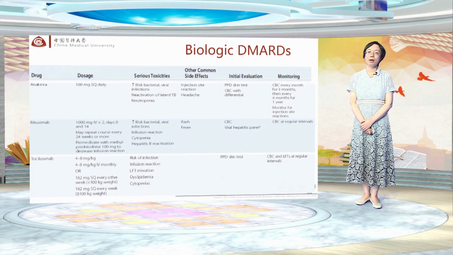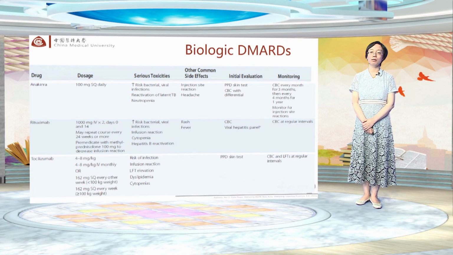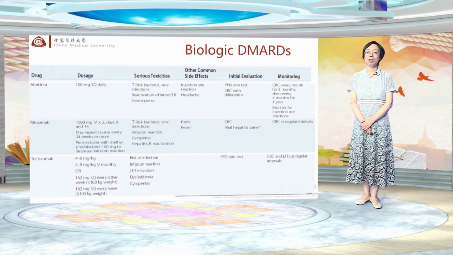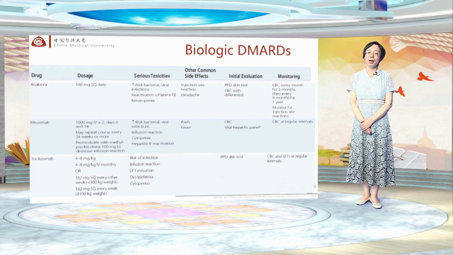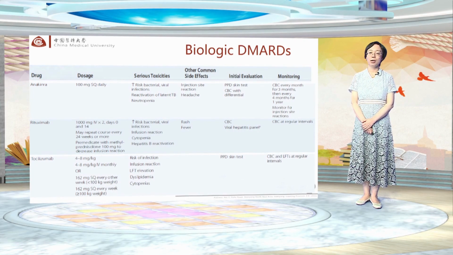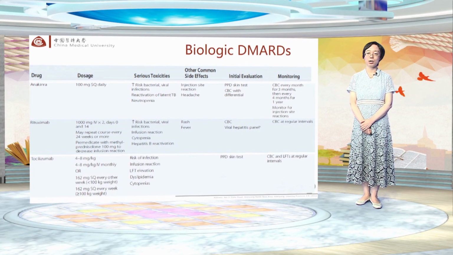Anakinra is an IL-1 receptor antagonist. Its benefits have proved to be relatively modest compared with the other biologicals, and it is rarely used for the treatment of RA with the availability of other more effective agents. Anakinra shouldn't be combined with an anti-TNF drug because a high rate of serious infections has been observed with this regimen in clinical trials.